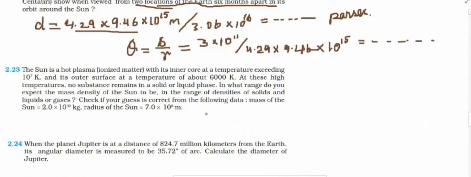Question 23, the quantities we can see there. We have mass of sun, radius of the sun, and you have to calculate the density of the sun. You know the formula, density is equal to mass by volume. And substitute the values and you can find the answer.